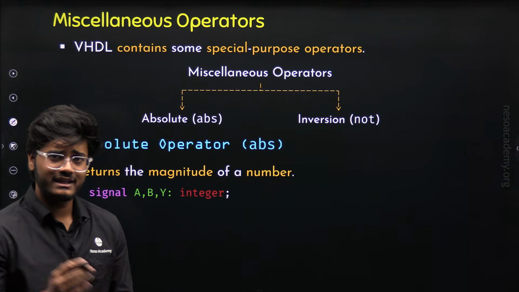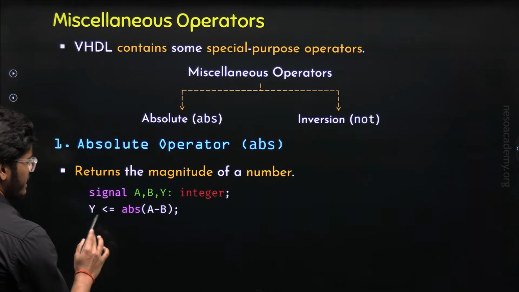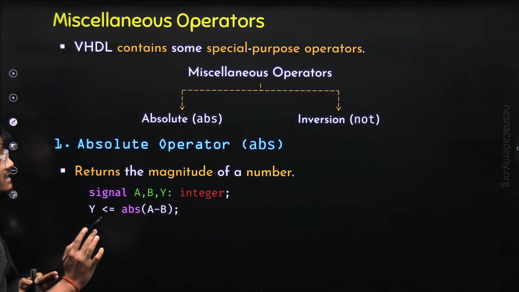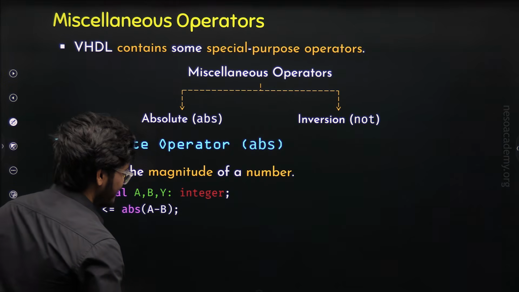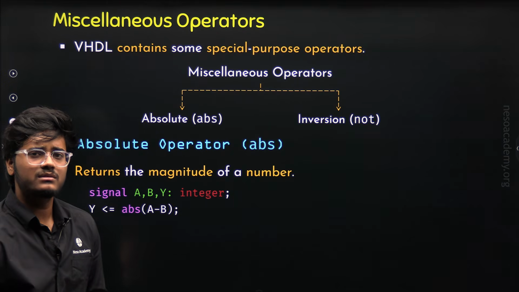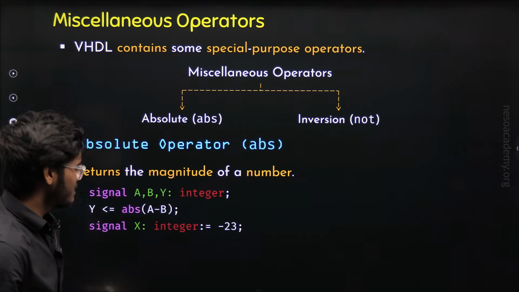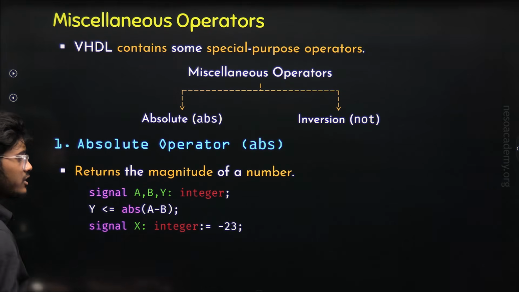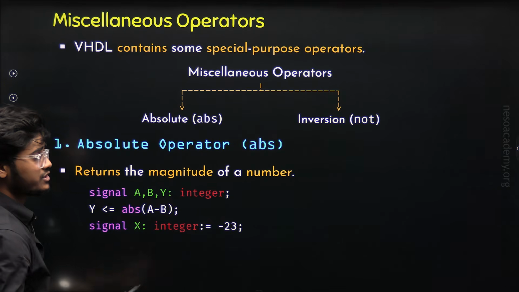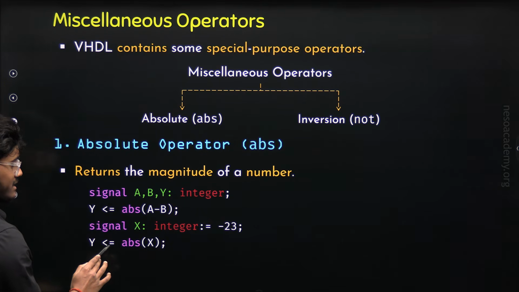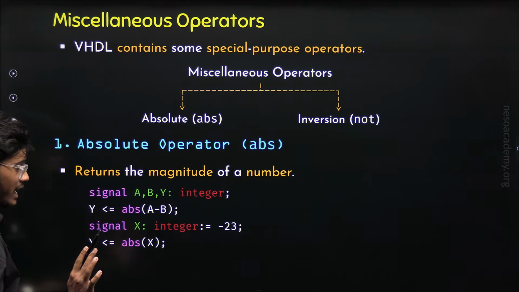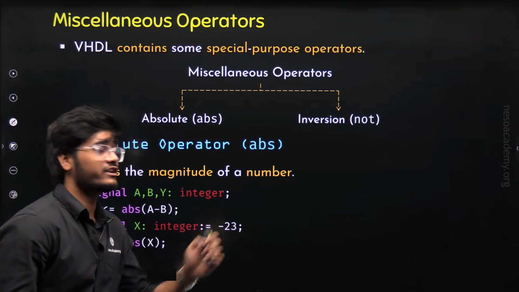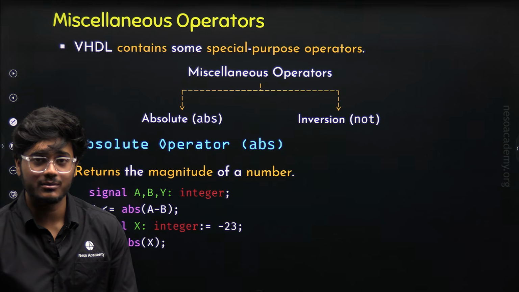How to use absolute operator? Let's see. Here I am assigning Y as absolute of A minus B. So, this output Y will store the magnitude of the difference A minus B. Or even we can convert a negative number into a positive number. Example, signal X as negative integer minus 23. We can use absolute operator to convert this minus 23 into a positive 23. How to write: Y assigned to absolute of X. So Y will store positive 23. Overall, absolute operator returns the magnitude of a number. And I hope you understand how to use an absolute operator.